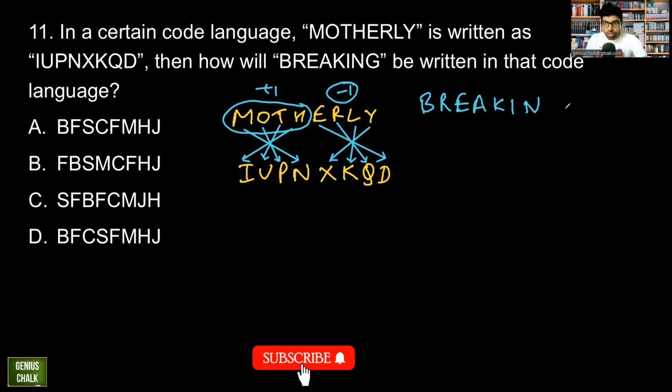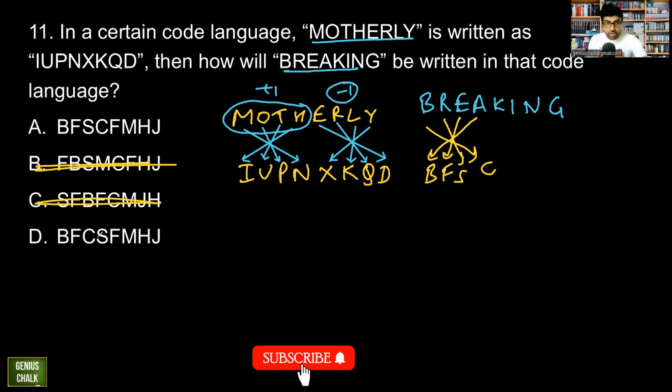The first four and the last four are having a different pattern. The number of letters are same in breaking as well as motherly, so we can apply the same logic here. So B should be +1, so it should be C. Then A should be B, E should be F, and R should be S. So BFSC is not the answer. Option A is my right answer. Rest you can check. These are +1.